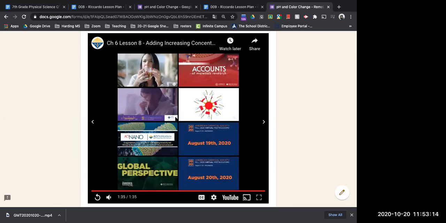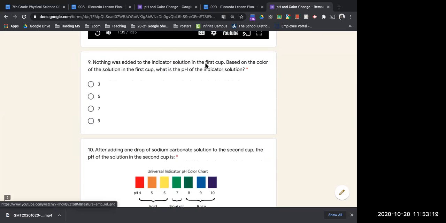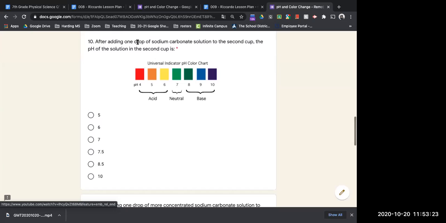So like I said, green to purple. Yeah, so that's good. Nothing was added to the indicator in the first cup, so that should be a 7. And then after 1 drop, it'll go up to an 8. Well, wait a minute.